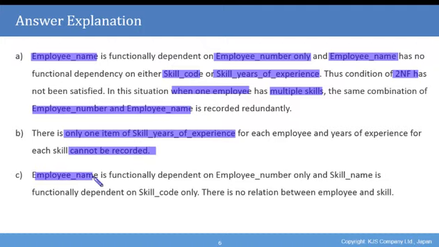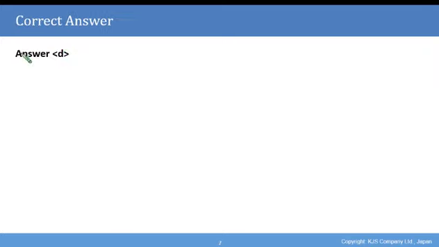In C, employee name is functionally dependent on employee number only, and skill name is functionally dependent on skill code only. There is no relation between employee and skill. So the answer was overall D, as this conformed to the 1NF, 2NF, and 3NF standards. Here what we've looked at is the differences of normalization when it's correct and also when it hasn't been met.